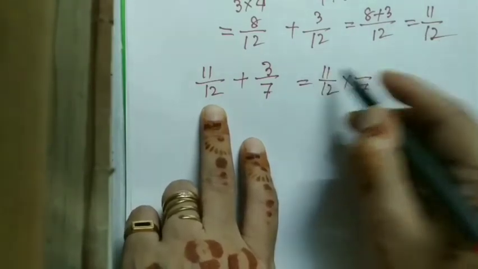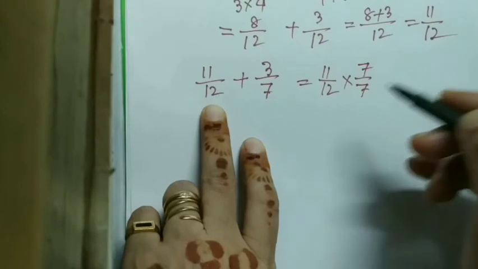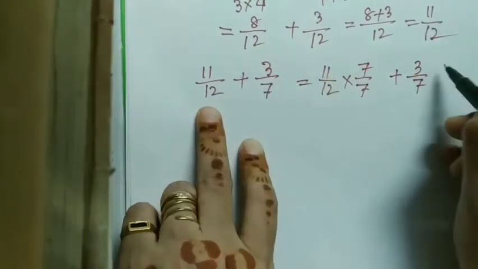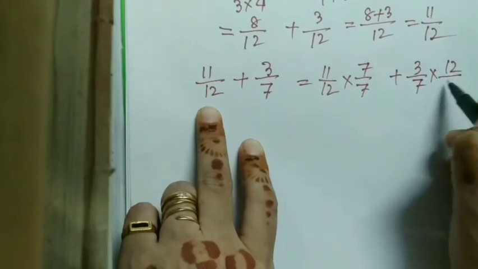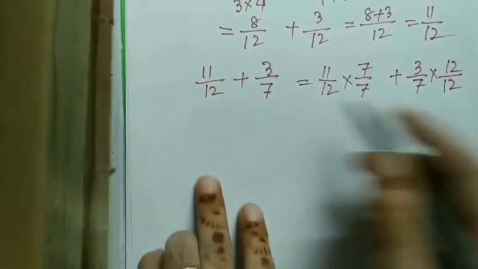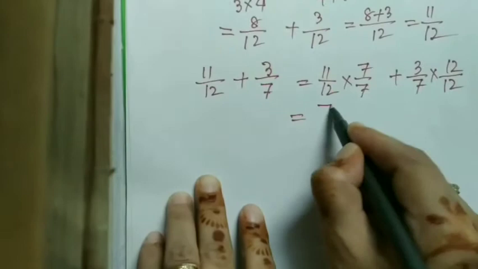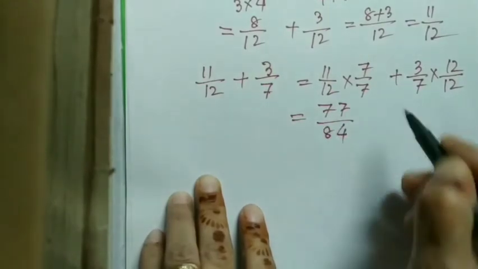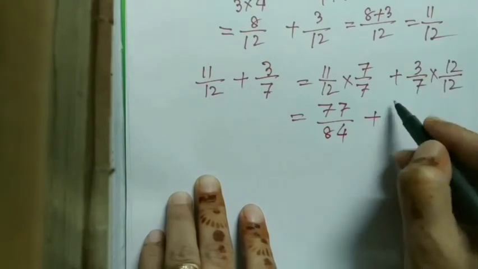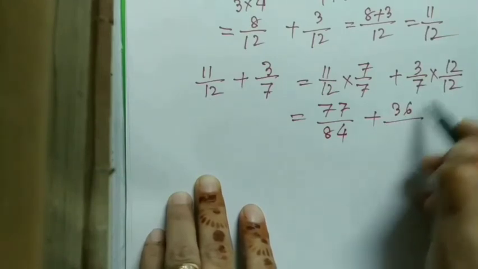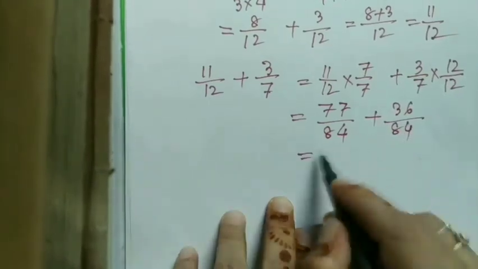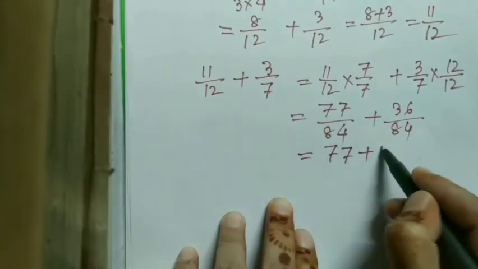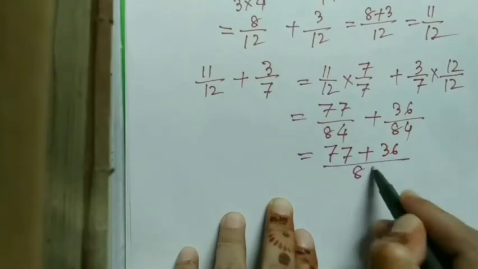And as well numerator also I will have to multiply with 7, and here I am multiplying with the denominator of first fraction, that is our whole fraction will be 12 divided by 12. So this is equal to 11 7s are 77, 7 12s are 84. This is our 12 3s are 36, 7 12s are 84. Adding the numerators only, keeping this common denominator as the denominator.